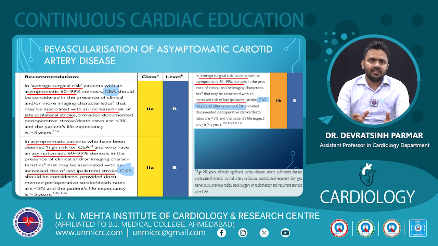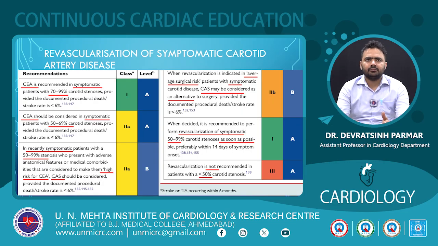Well, if the lesion is in a high surgical risk patient, if the stenosis is 60 to 99%, and with the increased risk of stroke, again it is a class 2A indication. Okay, and similarly, carotid artery in an asymptomatic patient 60 to 99%, carotid artery stenting is class 2B indication.